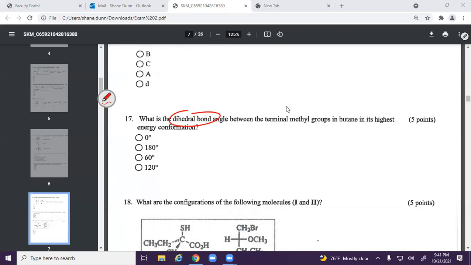Dihedral, which means Newman projection. And we want the highest energy. So which is the highest energy? 0, 60, 120, 180. 0, because the molecules are right on top of each other. The CHs are right on top, right? They're eclipsed, a total eclipse, which makes the answer 0. That is the highest energy.